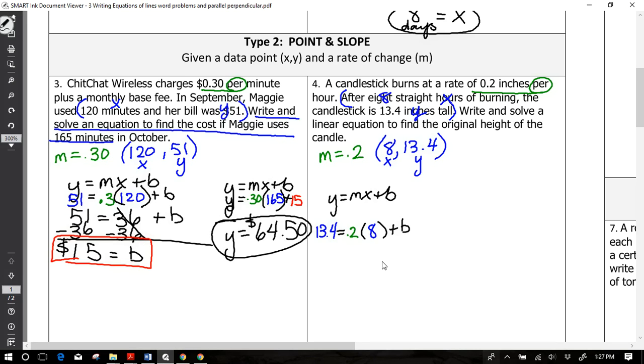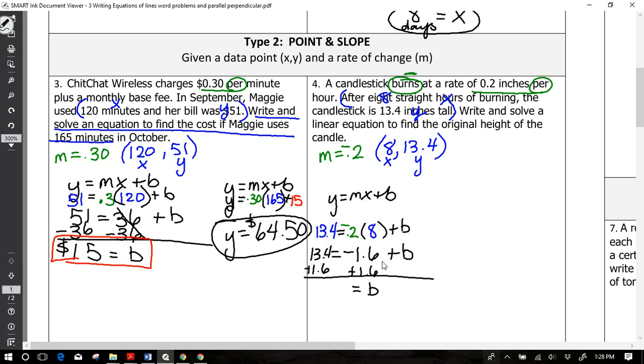Oh, but there's one more thing that I forgot to do here with my slope. If a candle is burning, is it going to get smaller or is it going to get bigger? So this was kind of a tricky word here. This means it should be a negative slope. And I had forgotten to mention that. So now we're ready to simplify. So negative 0.2 times 8 is negative 1.6. And now I can add the 1.6 to both sides.